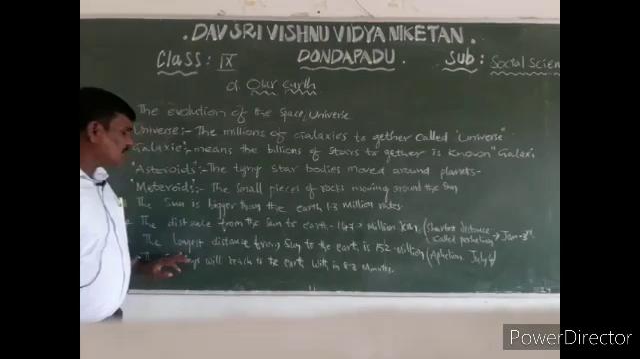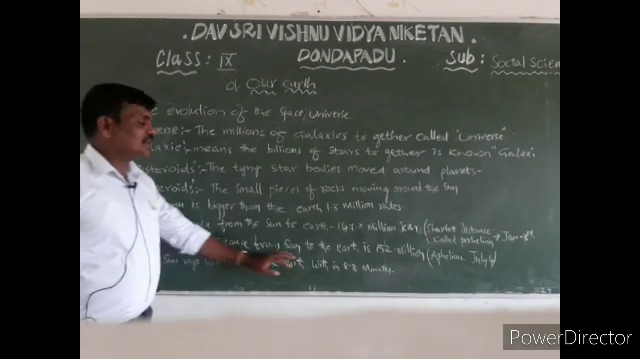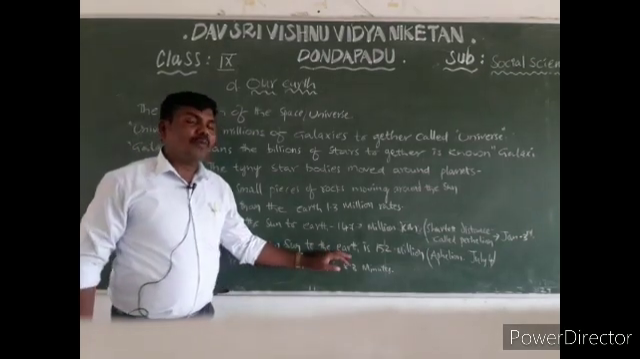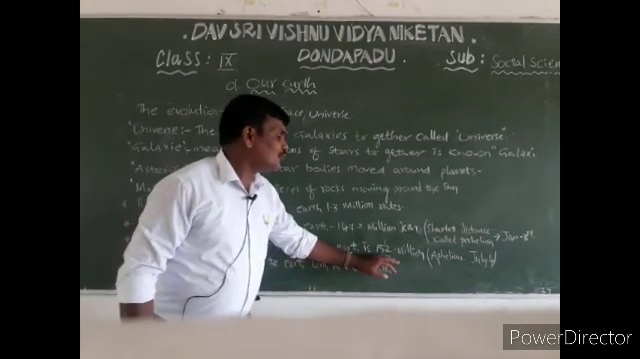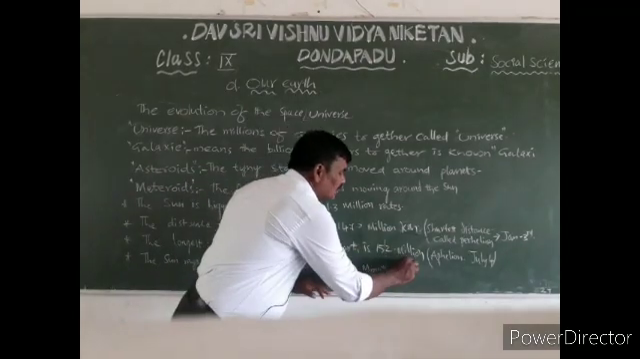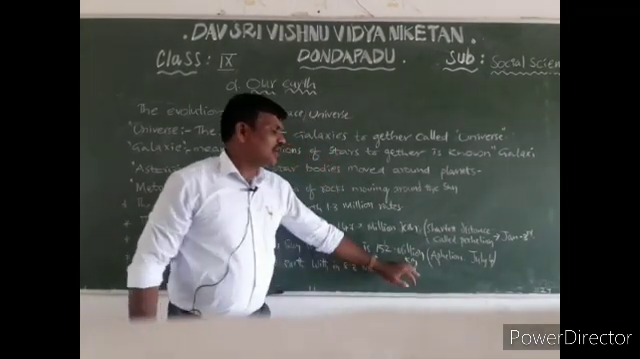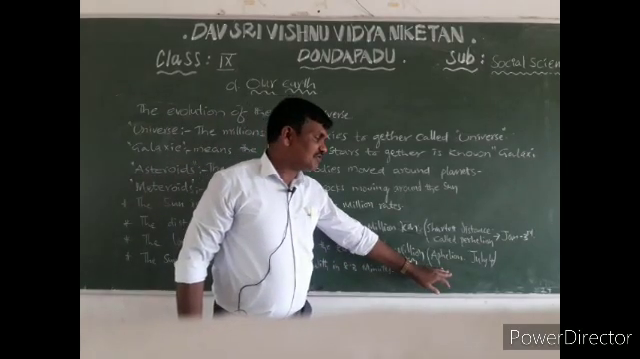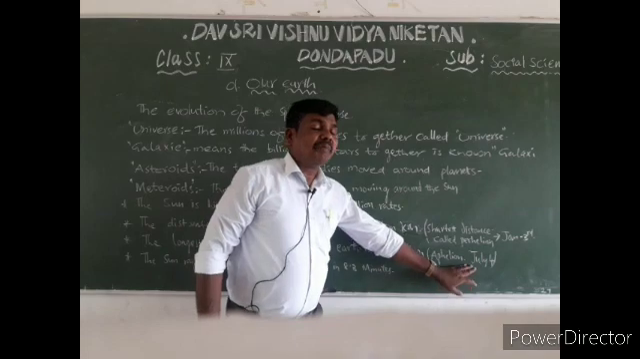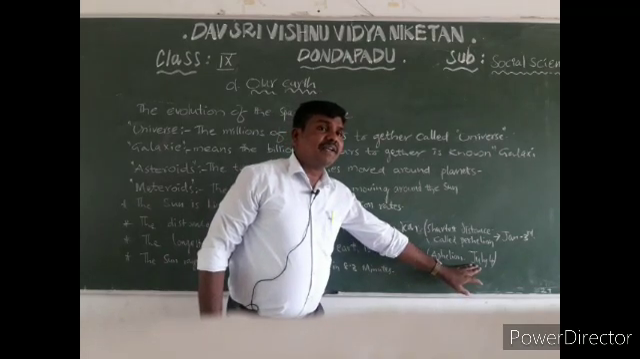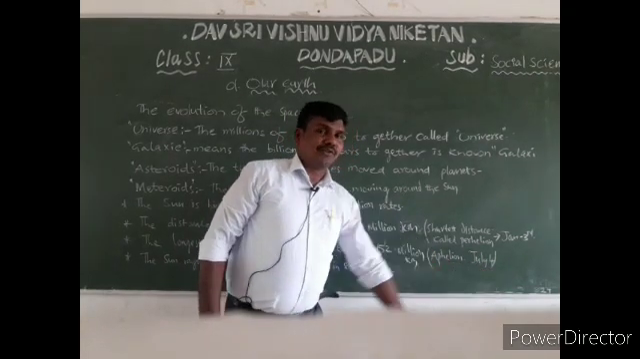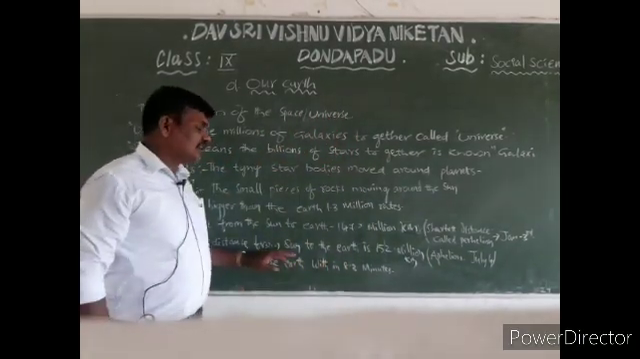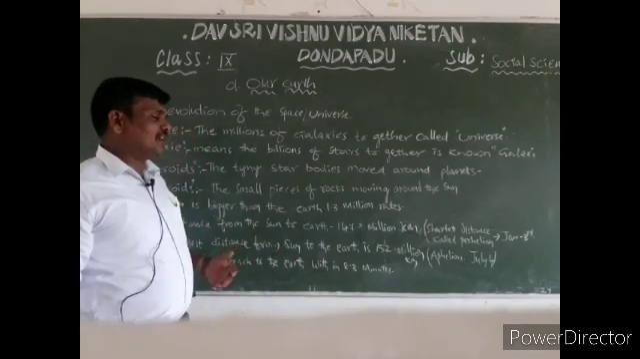Next is the longest distance from the sun. The longest distance from the sun to the Earth is 152 million kilometers. This situation is called aphelion. Aphelion takes place on July 4th, the special day of occurrence of aphelion.